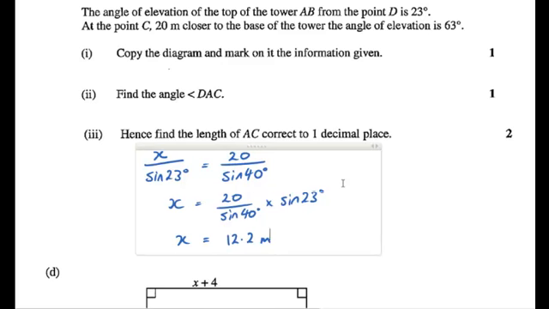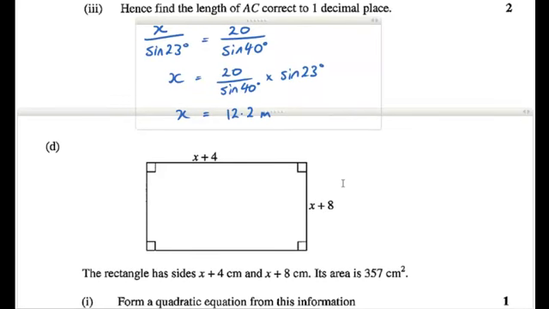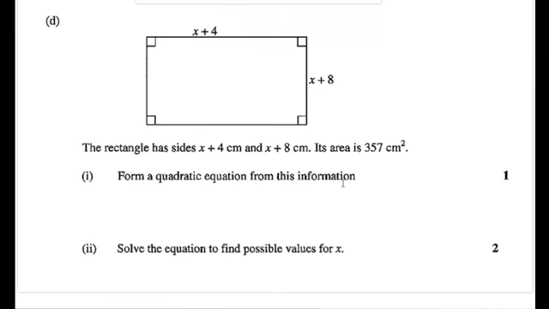Alright, moving on to D, which is the last question on the paper. We have a rectangle with sides x plus 4 and x plus 8, and its area is 357 centimeters squared. Form a quadratic equation from this information. How do we find the area of a rectangle? We do length times width. So length times width is x plus 4 multiplied by x plus 8.